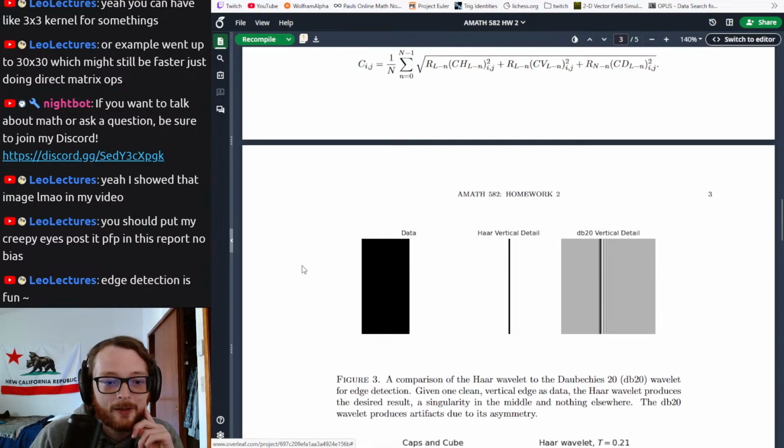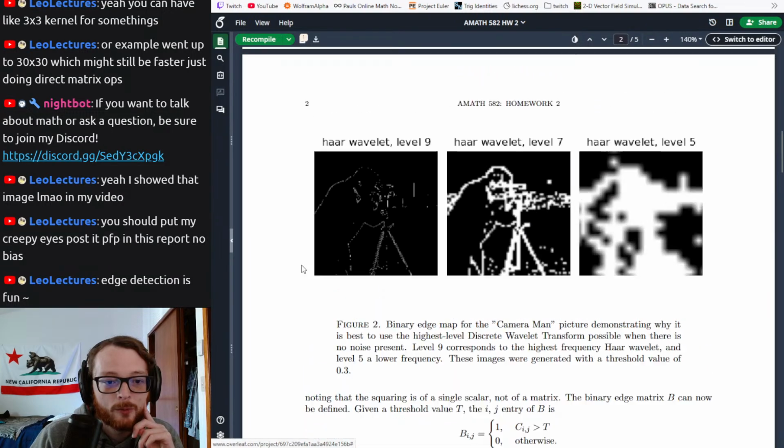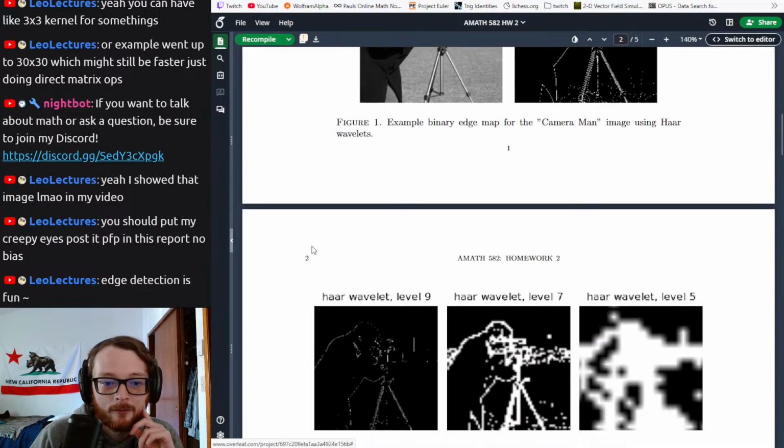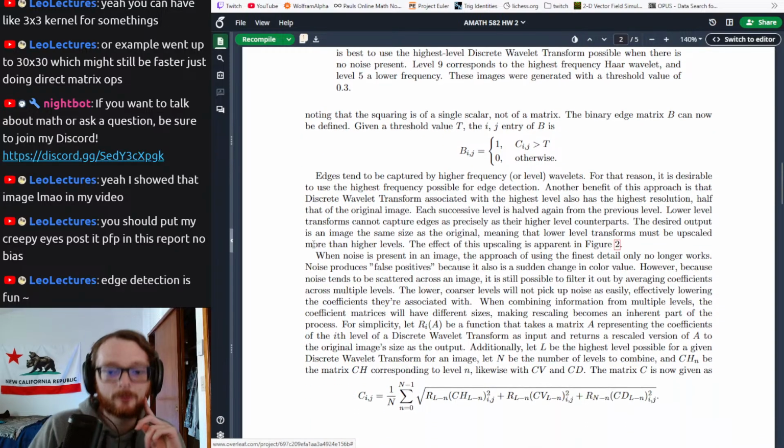So yeah, last night off stream, I wrote the most annoying part of the report, which is the theoretical background. I had some trouble figuring out what to put here, but once I got rolling, I was able to fill it out.